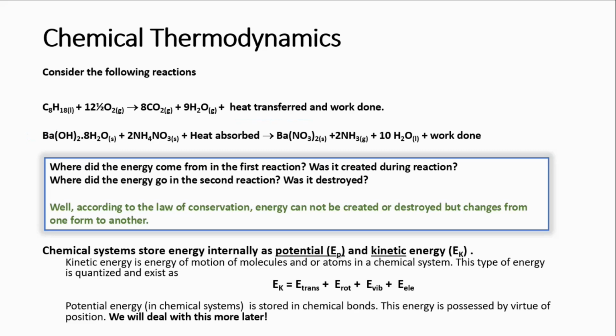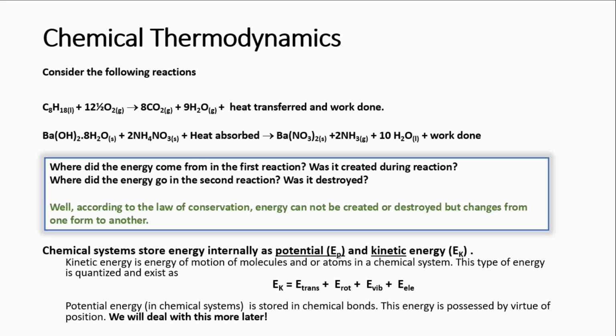We have hydrated barium hydroxide reacting with ammonium nitrate. In that process, heat is absorbed. So on the reactant side, there is heat, but on the product side, we don't have heat. We have work, but we don't have heat. Where did this heat energy go? Was it destroyed? The law of conservation of energy states clearly that energy cannot be created or destroyed, but it can change from one form to another.